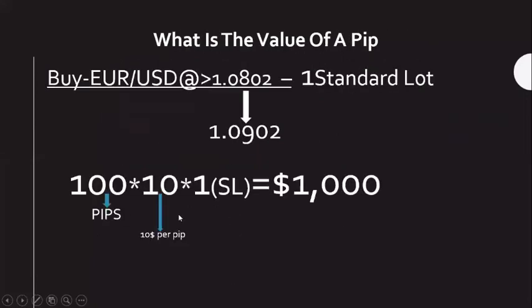So let's go back. Since we already know that it's $10 per pip, this $10 here, and we traded one standard lot, it's going to be 10 times the number of pips in profit we made, times the number of standard lots, 1. So that's how we actually made a $1,000 profit for that particular trade of Euro USD.